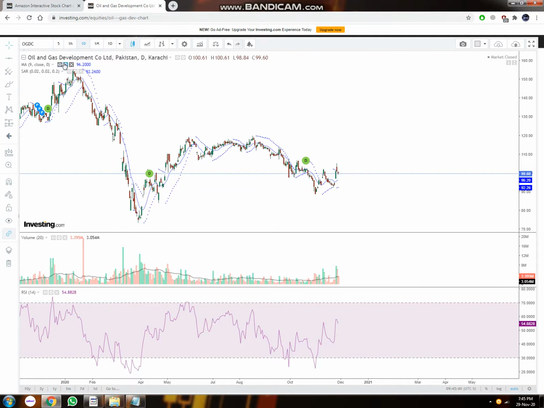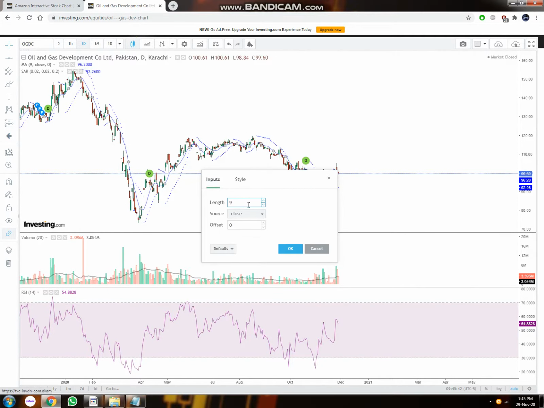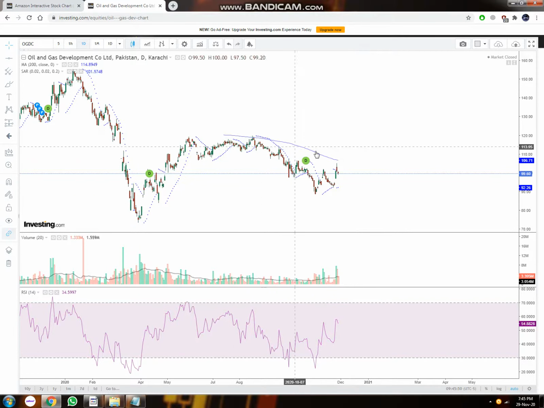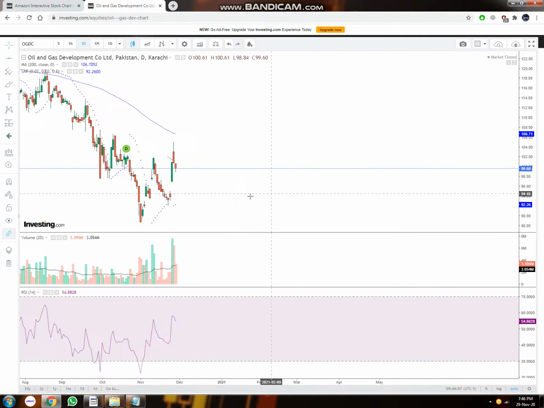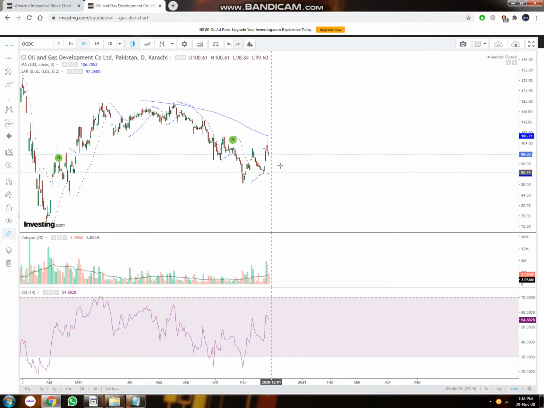Let me do one thing with the moving average. As you can see, it is a 9-day moving average. I will shift it to 200. Now you can buy the stocks at this level, because whenever the stocks are trading below the 200-day moving average, you can buy these stocks and sell as they are trading above this moving average. You can also use the parabolic SAR. Whatever indicators suit you best.